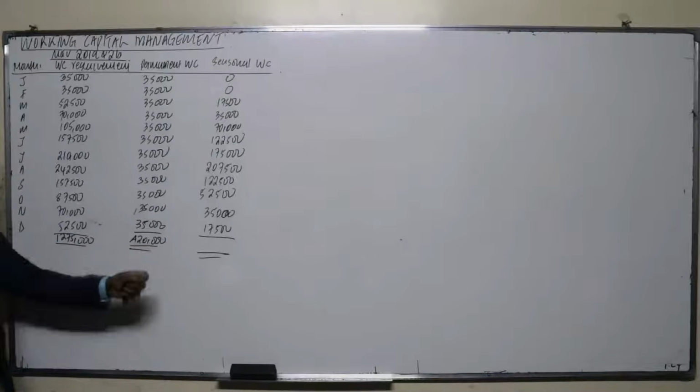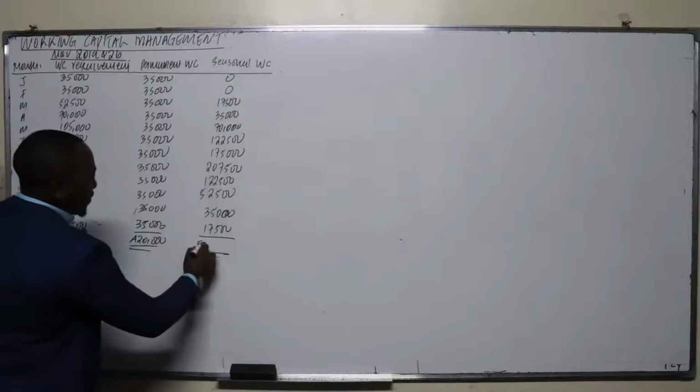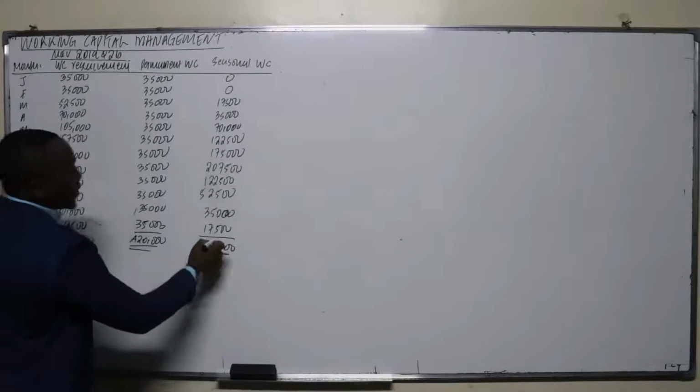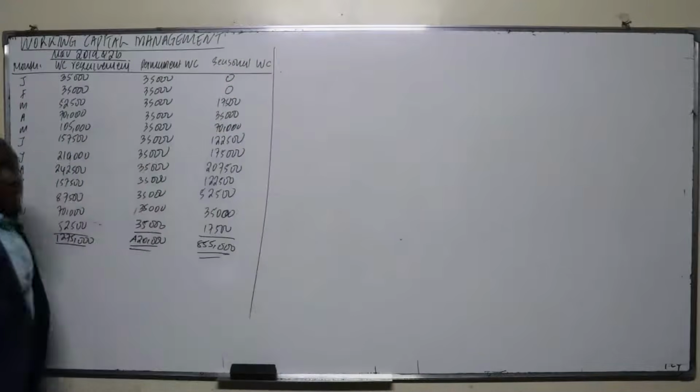Add the total. It's very simple. Just take 1275 and you minus 420. That gives 855. Good. Now let's go to the required.